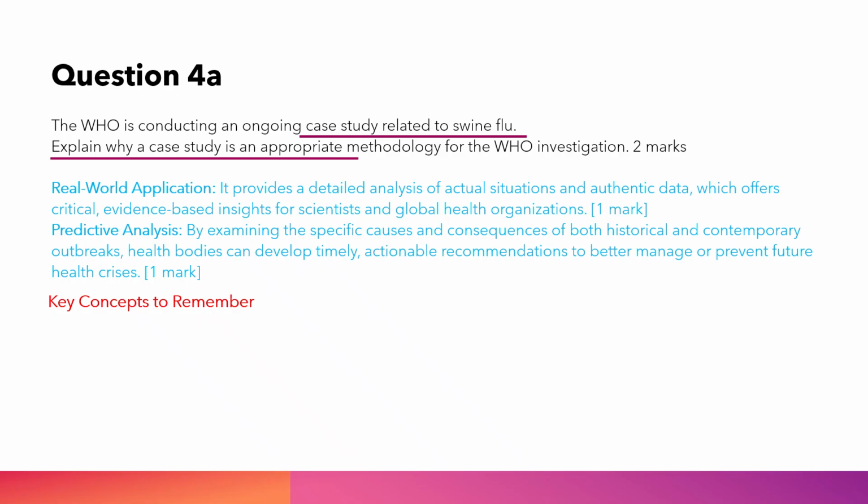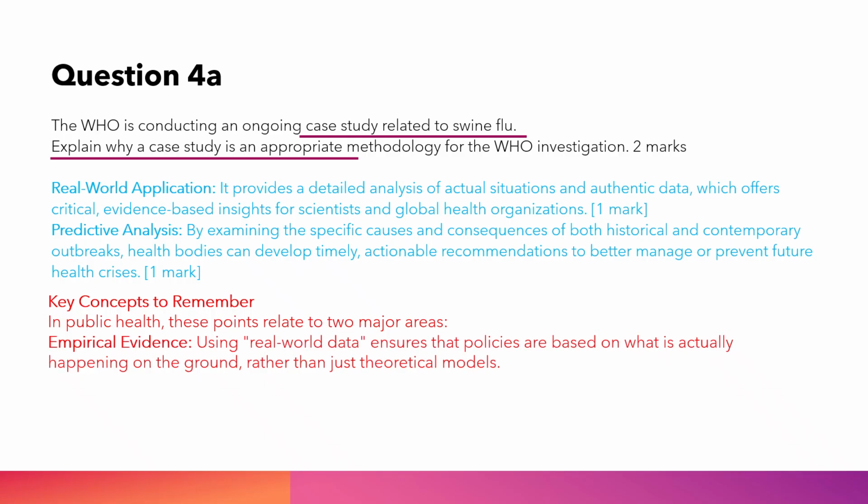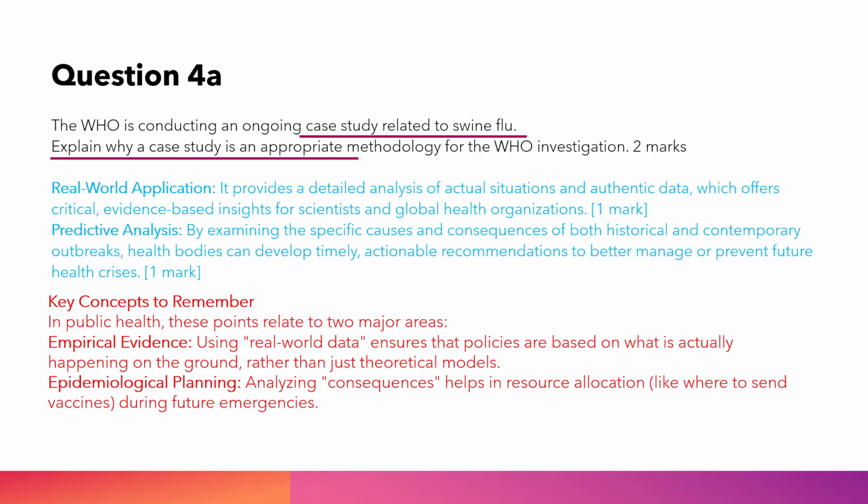Key concepts to remember. In public health, these points relate to two major areas. Empirical evidence, using real-world data, ensures that policies are based on what is actually happening on the ground, rather than just theoretical models. Epidemiological planning, analyzing consequences, helps in resource allocation, like where to send vaccines, during future emergencies.